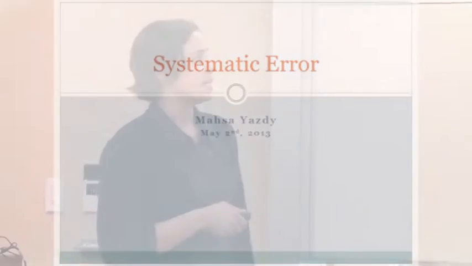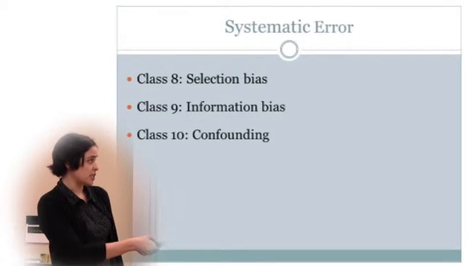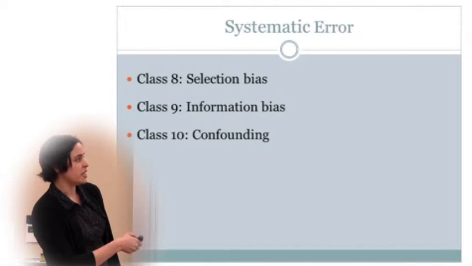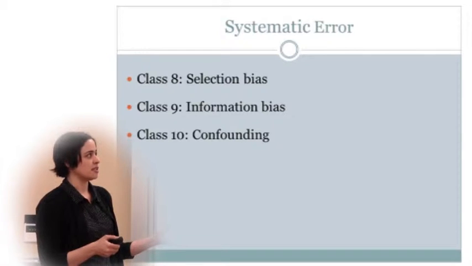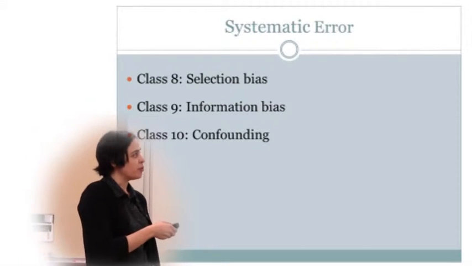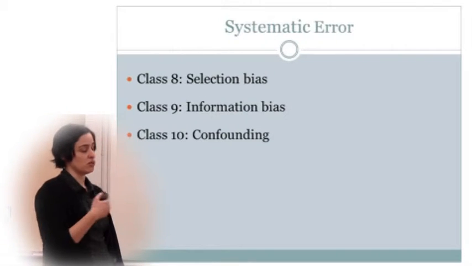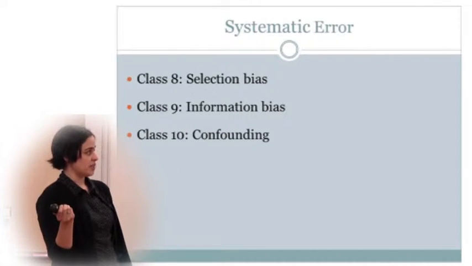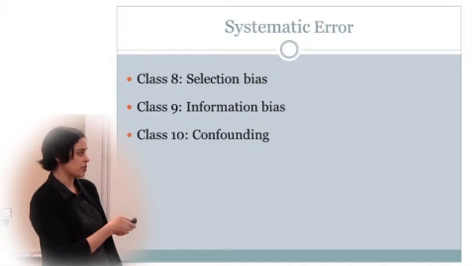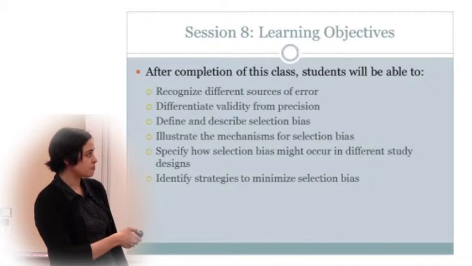Sam and I worked on creating a curriculum for an introductory EPI class, and we focused on creating a module around systematic error. Part of that would be 3 different sessions. The first session is on selection bias, which is what I focused on, information bias, which is what Sam focused on, and then the third session would be confounding.